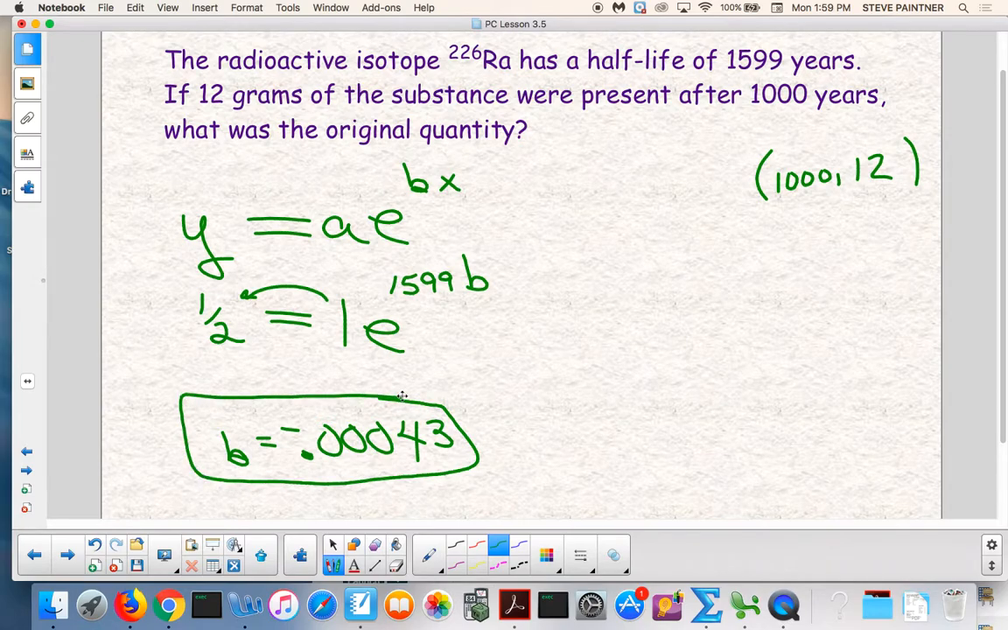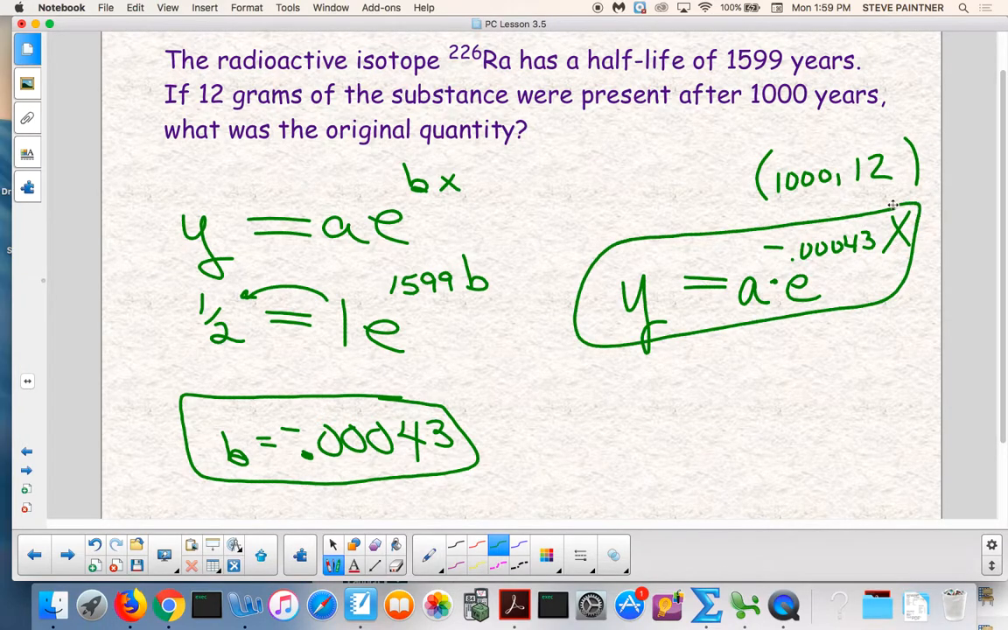You get it? I'm sorry, guys, I don't have time to show my work, but that's it. So that would mean the formula would be y equals what you start with times e to the negative 0.00043 times x. Okay, and what we're trying to find out in this problem is the starting point. So which letter? A. This is your job, find A. Well, guess what? You have this number here. Where's that go? In X. Where's this go? In Y.